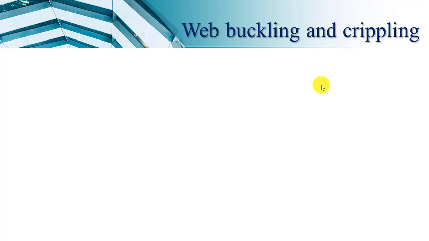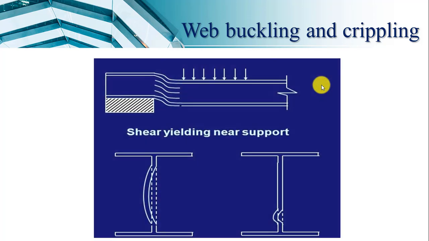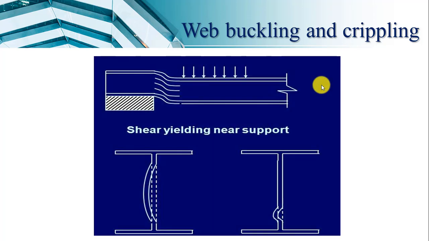Then here we have seen one concept, web buckling and web crippling. So what is web buckling and web crippling? Web buckling means the overall failure of the web, or the overall buckling of the web. And web crippling means the buckling takes place in only some portion of the web. That is called web buckling and web crippling.